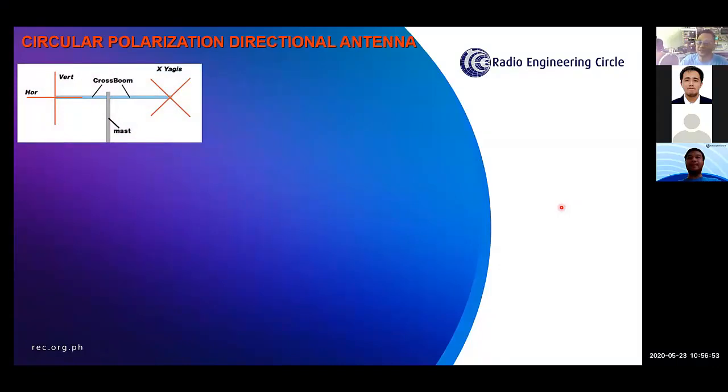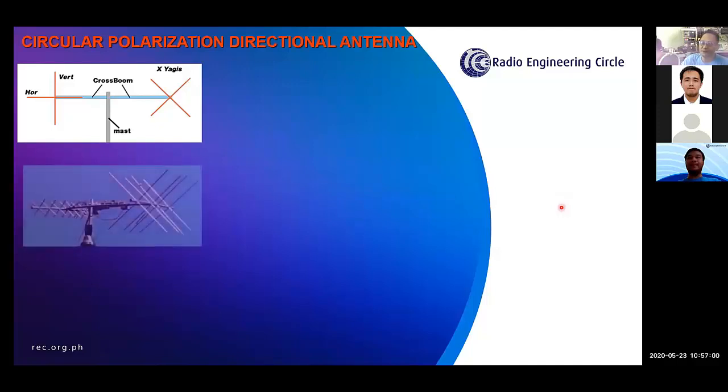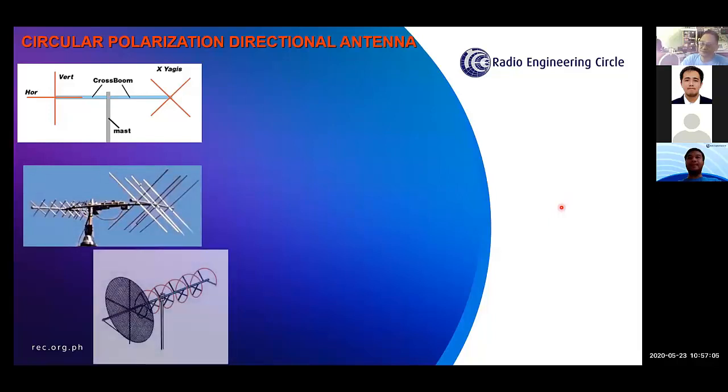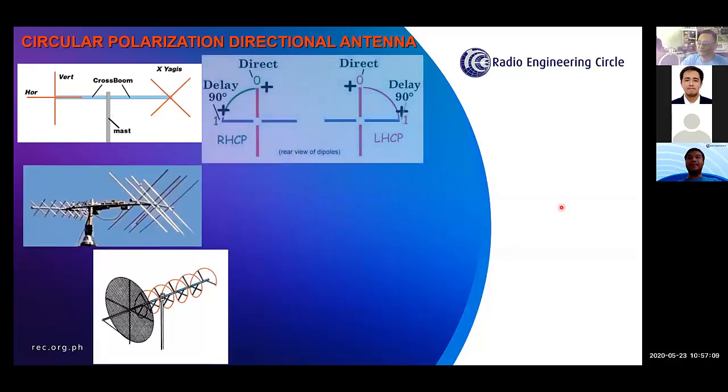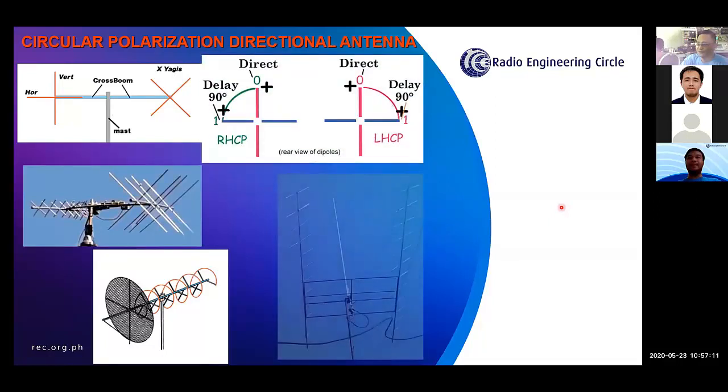tinatawag na cross-yagi, X-yagi, yan. Okay, kung makikita yung boom, okay. Ayan ba yan? Physically, yan. Okay. Yung mga tinatawag na circular. At yan yung antena ng jammer. Oh. Twin 13 X Yagi antena. Okay. Tapos sa gitna, X510.